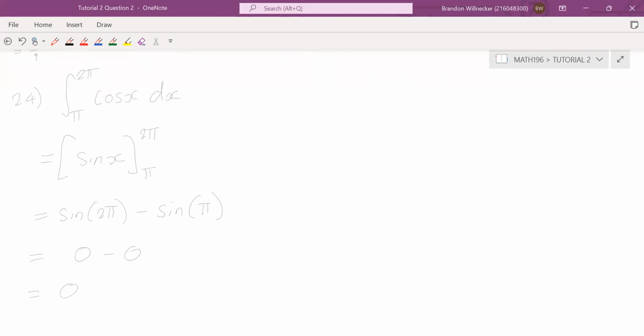Any questions about this one? Yes, what if we left it at sine 2 pi minus sine pi? Would it be incorrect? You would only get part marks. We need to evaluate the trig functions to get all the marks. So if you leave it there, you'll get 1 mark for the antiderivative and 1 mark for that, so you'd get 2 out of 3. The last mark is your final step here to make it out of 3.